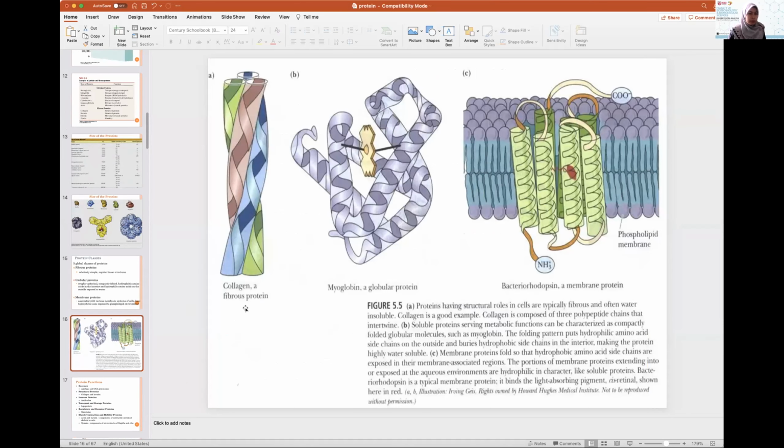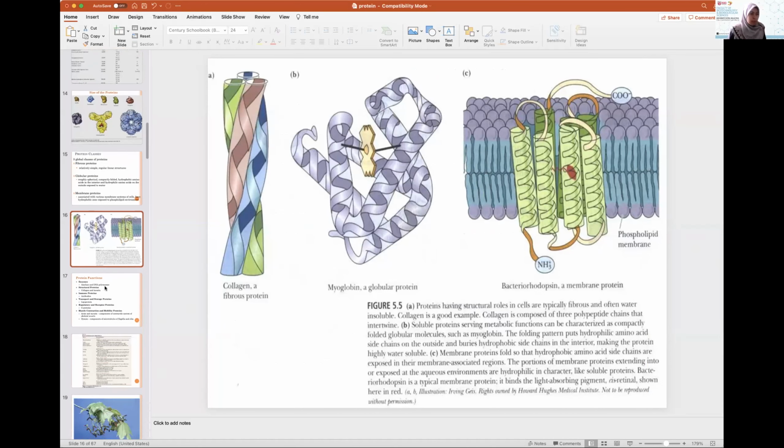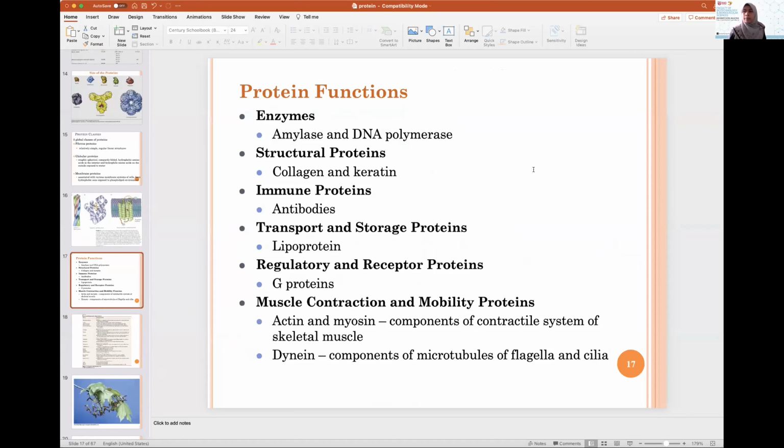Yeah, you can see here fibrous protein, myoglobin protein, which is a globular protein for oxygen transport, and then we can see the membrane protein also. We can find the membrane protein at the phospholipid bilayer here. Okay, we have many types of protein function.